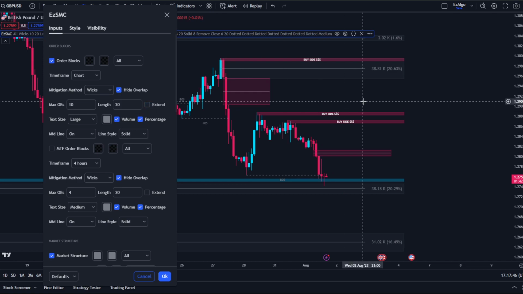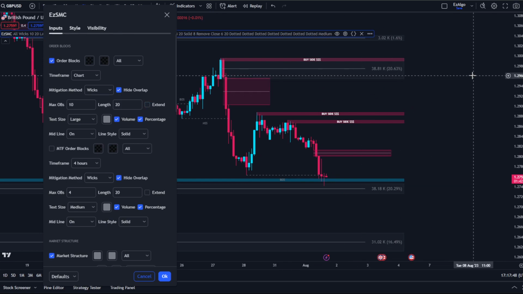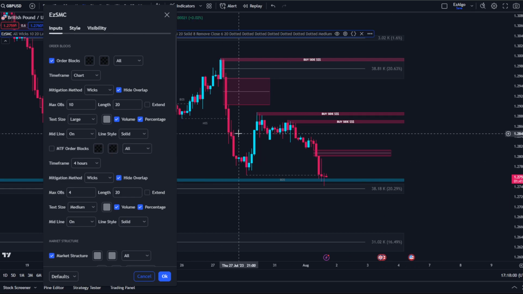Like I said, we have the volume and percentage, which is very helpful to tell you where the strongest order blocks are with the most institutional volume. So I'll keep that on. We have the midline, of course. And then, like I said, we have the multi-time frame order blocks, which is the same thing. If you want to turn the volume and percentage off, by the way, maybe you don't use that, you can toggle that off very easily as well.